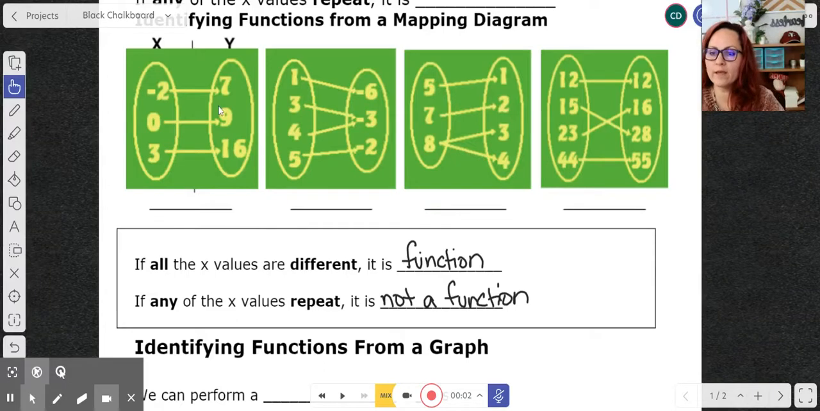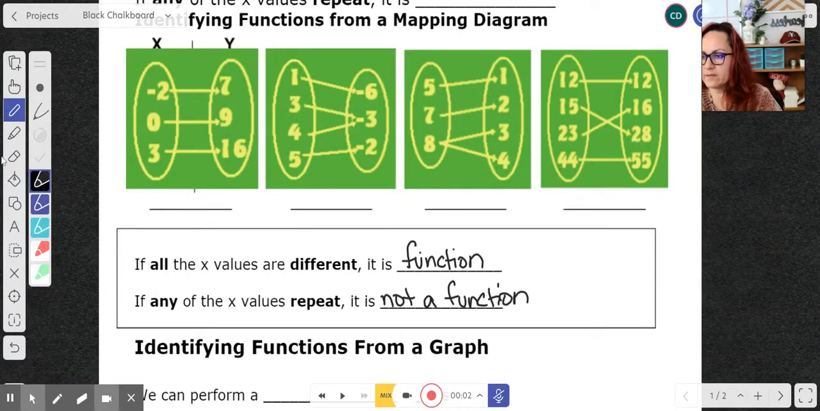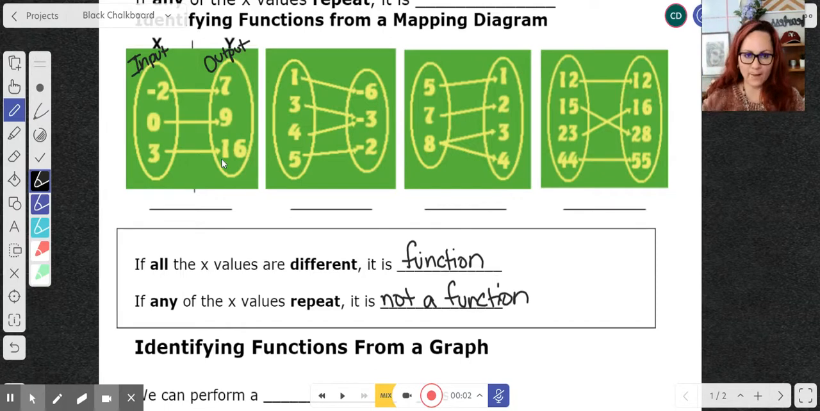Okay, so in looking at the mapping, here we have our inputs, right? And I'm going to write here just so that I know, this is my input and this is my output. So I'm pushing in on the -2, and what comes out? One number, a 7. Okay, great. That's one output. Check. That looks great.